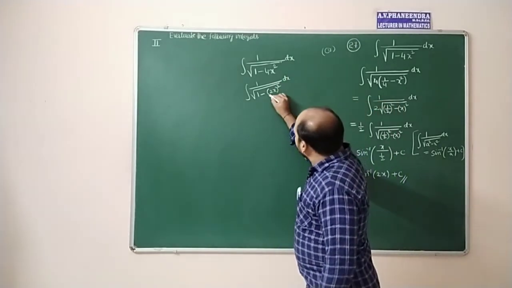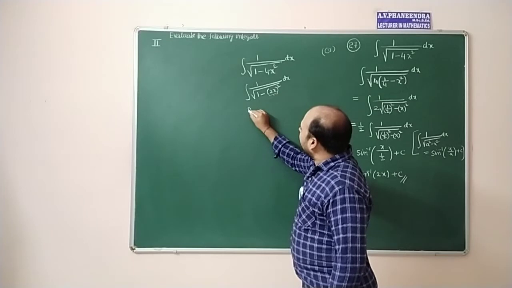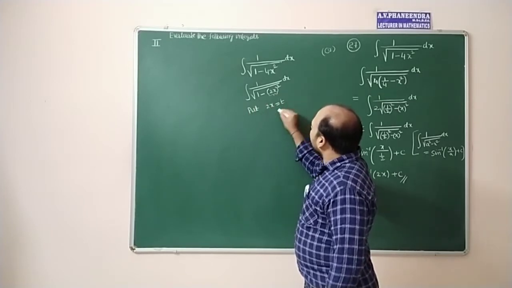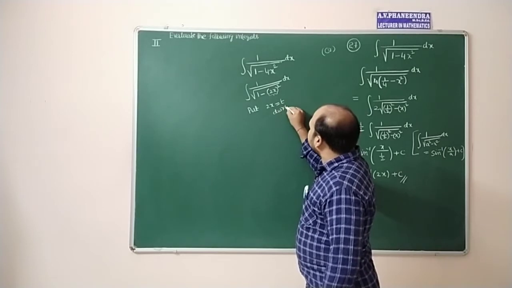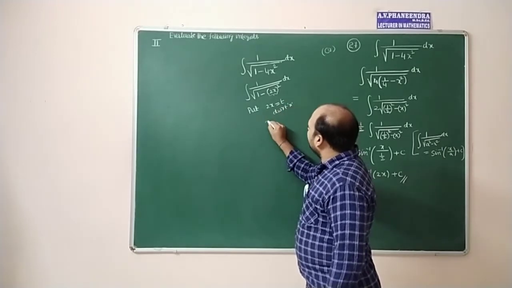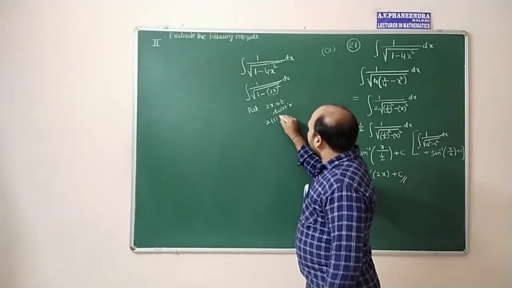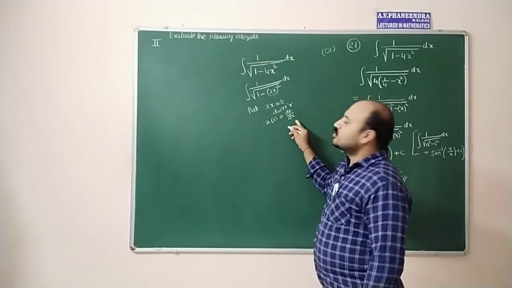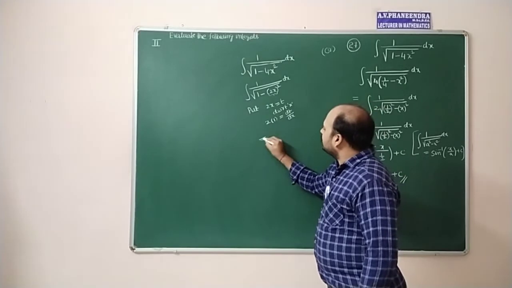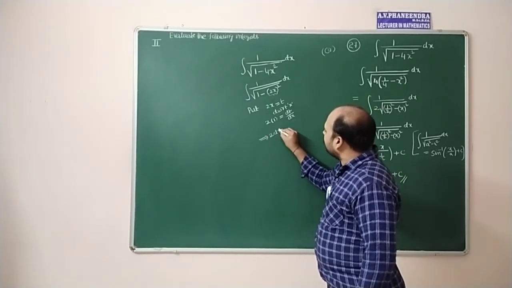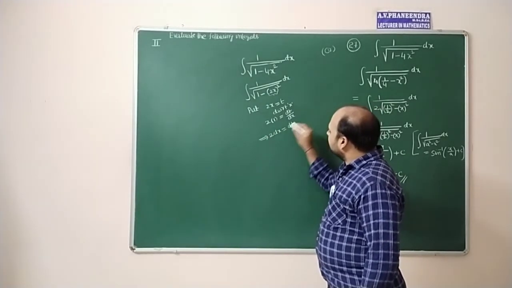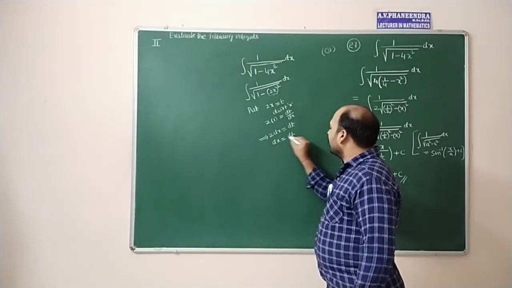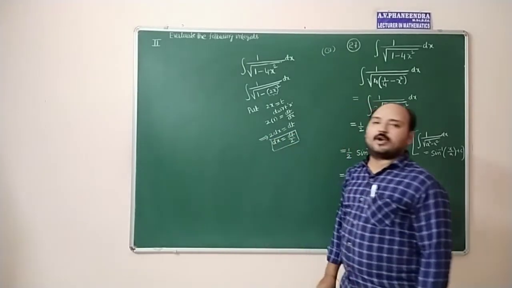After that, put 2x equal to t and differentiate with respect to x. 2 into the derivative of x, which is 1, is equal to dt by dx. Now cross multiply: 2 dx is equal to dt, so dx is equal to dt by 2. We got the value of dx in terms of t.